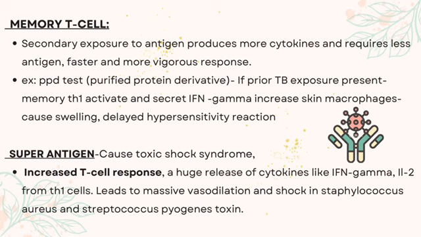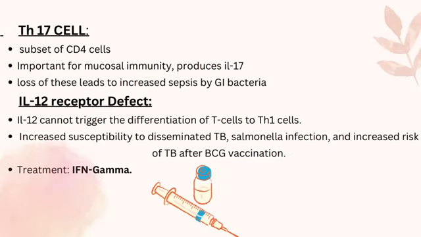Super antigens cause toxic shock syndrome. By massive T cell response and increased release of cytokines, this results in vasodilatation and shock. Th17 cells are a subset of CD4 cells that are important for mucosal immunity by producing IL-17. Loss of these cells lead to increased susceptibility to sepsis by gut bacteria.